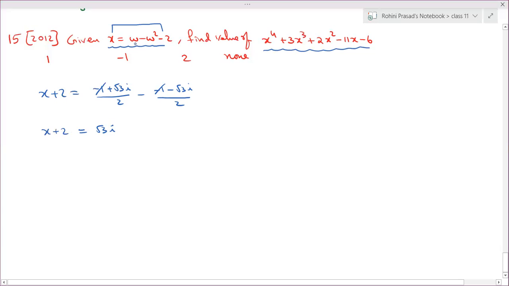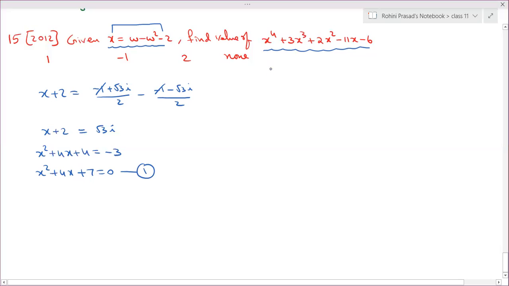Otherwise, you keep that as omega minus omega square and square on both sides also. No worries, that is also fine. Now squaring on both sides will help us to eliminate this i. So this is x square plus 4x plus 4 equal to 3i square, which is minus 3. So x square plus 4x plus 7 equal to 0. Call that equation 1.